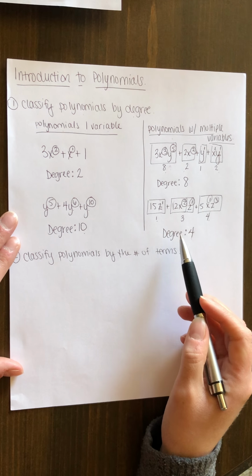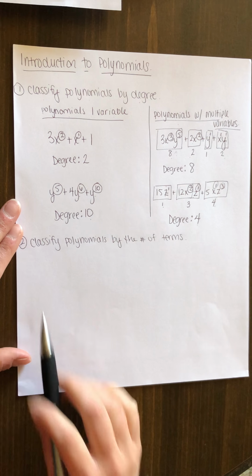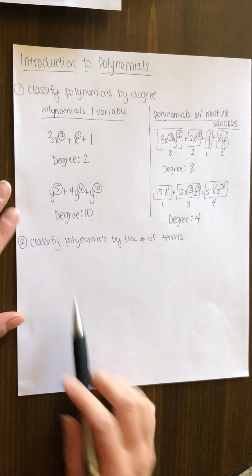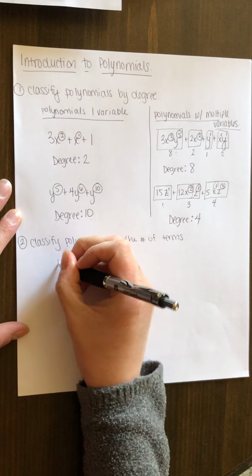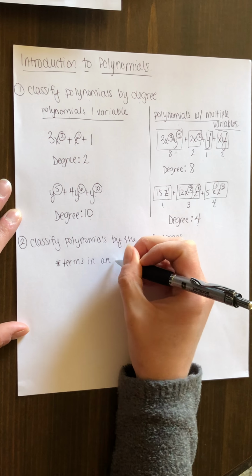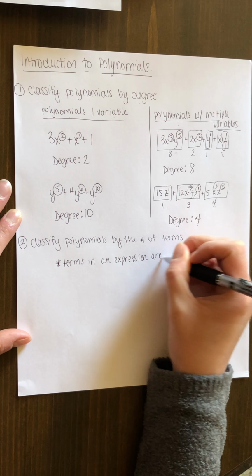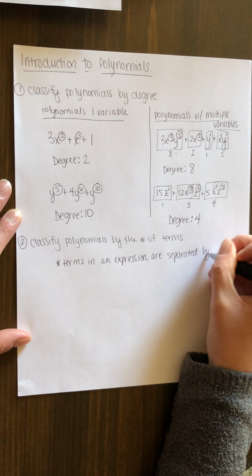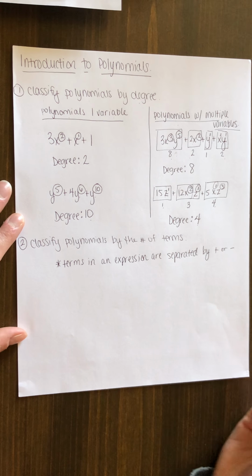That, I think, is going to help you figure out the degree of the polynomial. The next goal of this first lesson is to classify polynomials by the number of terms. Again, terms in an expression are separated by pluses or minuses.